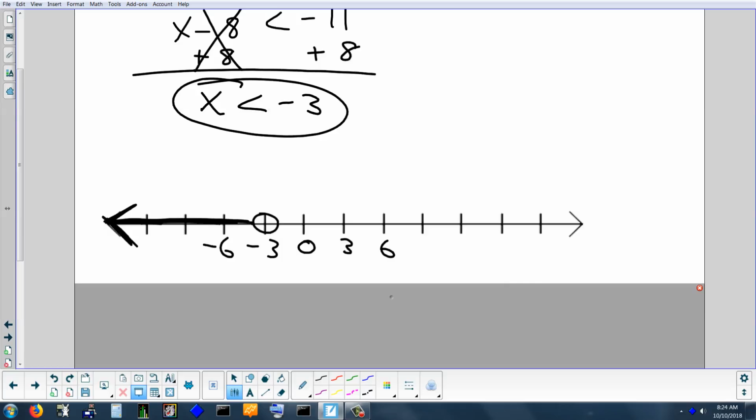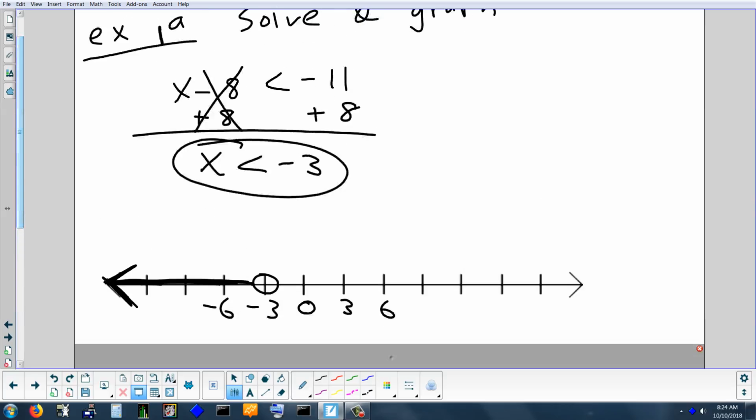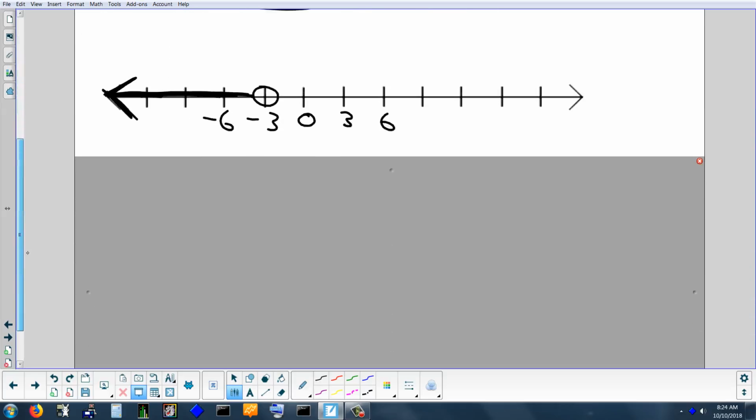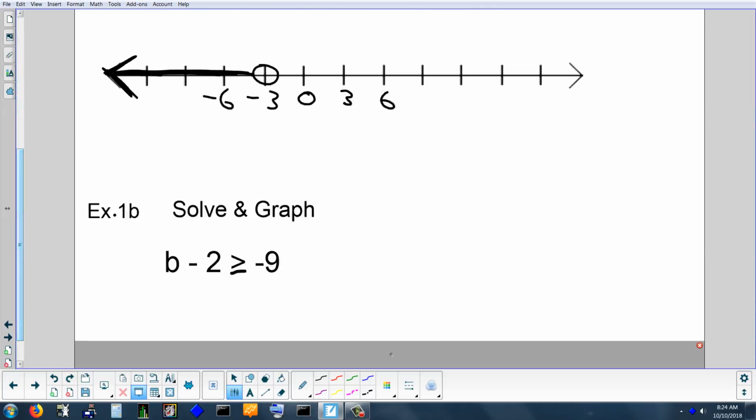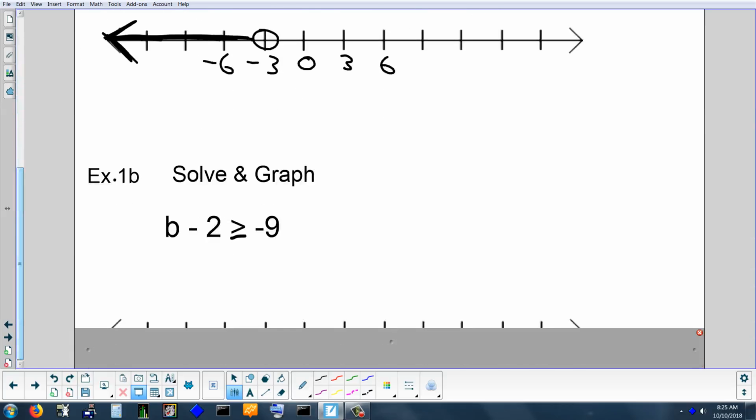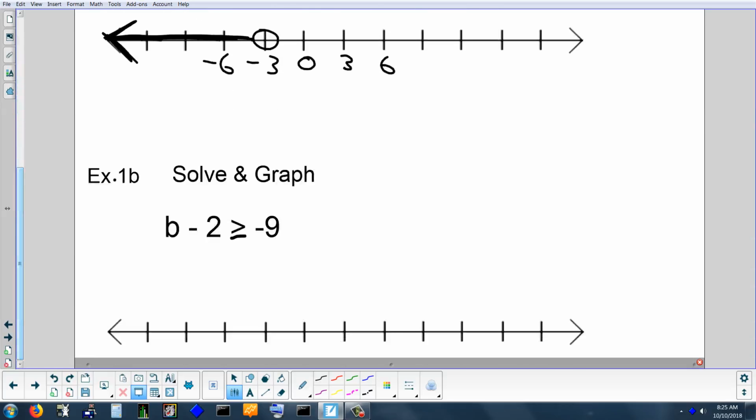All right, so I'll do one more with you guys, and then I'll have Mr. Roy jump in and take a look at some other stuff. All right, so solve and graph. b minus 2 is greater than or equal to minus 9.